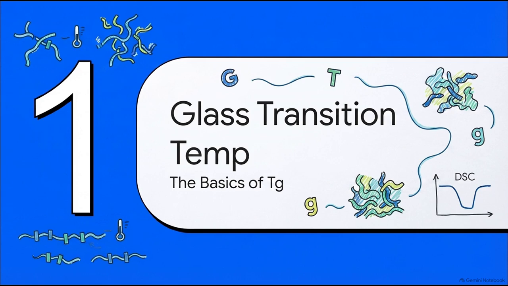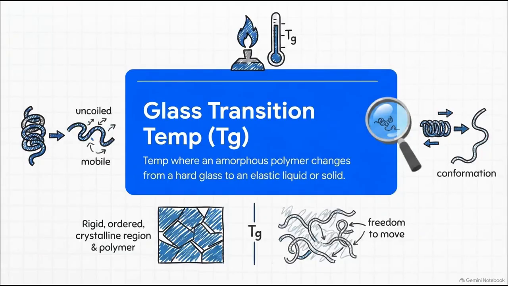Module 1. The glass transition temperature, or TG. We're starting off with the absolute foundational vocabulary for this subject. So here's the formal definition you really need to lock in. The glass transition temperature is the temperature at which an amorphous polymer changes upon heating from a hard glass to an elastic liquid or solid.